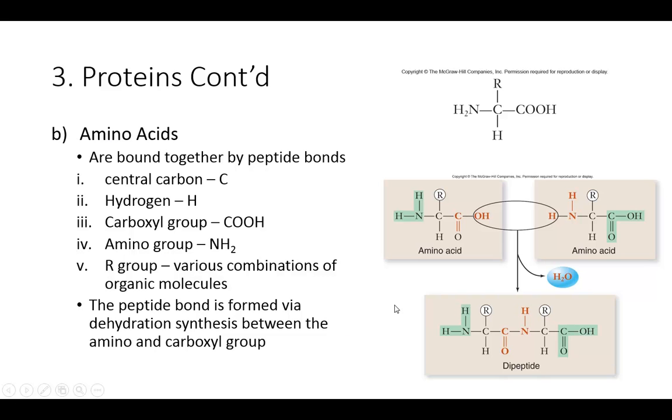Okay, the peptide bond is formed by a dehydration synthesis reaction between the amino and carboxyl group. So the amino group of one side and the carboxyl group of the other side, between 2 amino acids, lose the water, and then that nitrogen and that carbon bind together. That's a peptide bond.